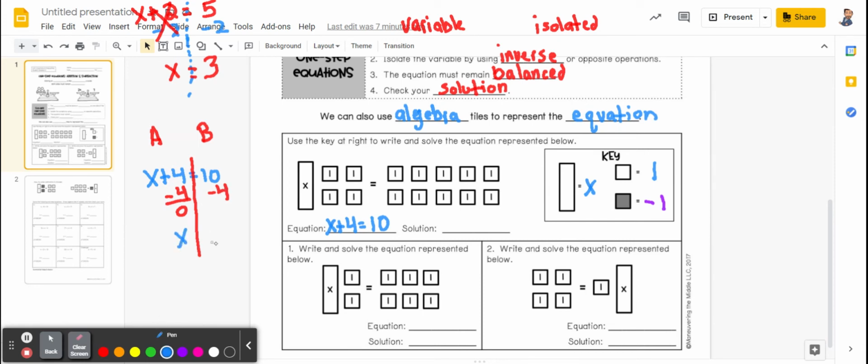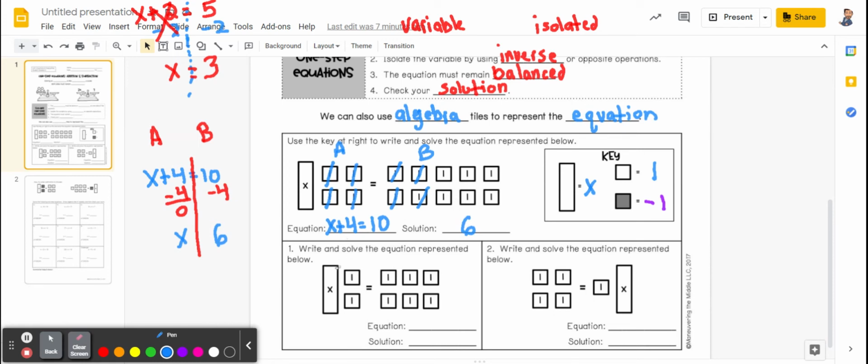And then 10 minus 4 equals 6. Okay, so to show the example in the model, we subtracted 4, so I'm going to cross out 4 of these. Okay, and then we subtracted 4 on both sides, so this would be side A, and this is side B. And we subtracted 4 from there, so 1, 2, 3, 4. Okay, so what are we left with? We're left with x equals 6. So the solution to this is 6.